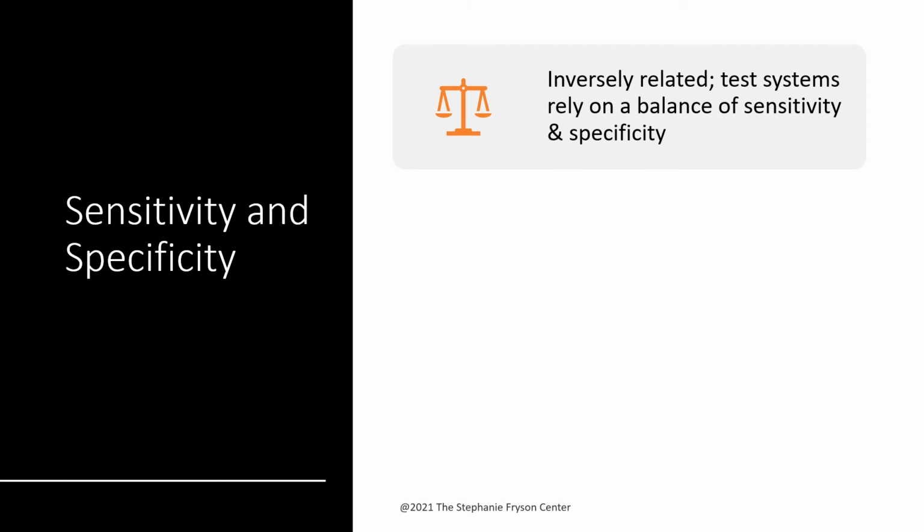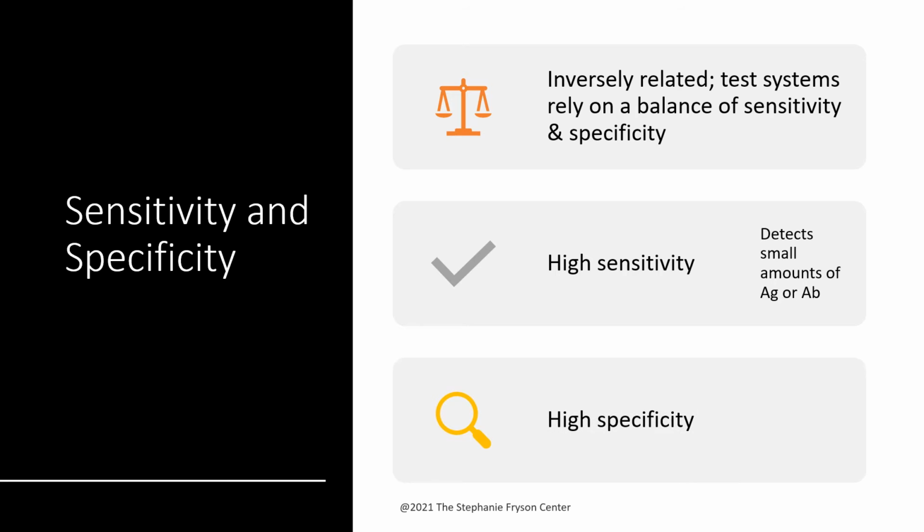All right, so sensitivity and specificity, therefore, are inversely related. Test systems rely on balance, and we want high sensitivity, to detect small amounts of antigen or antibody, and we want high specificity, to detect only the desired epitope that we're looking for.